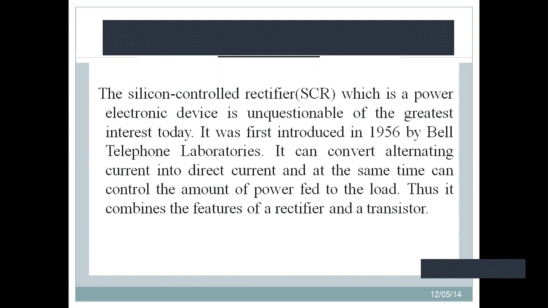Okay, so what we have seen in the previous concept of rectifier is that the rectifier is one which converts AC to DC. And if I apply a filter, it converts AC to pure DC.